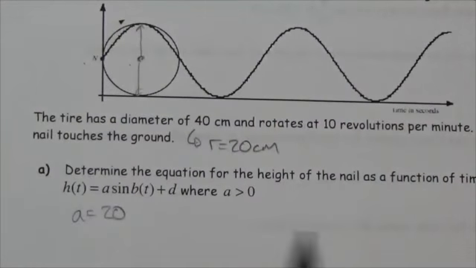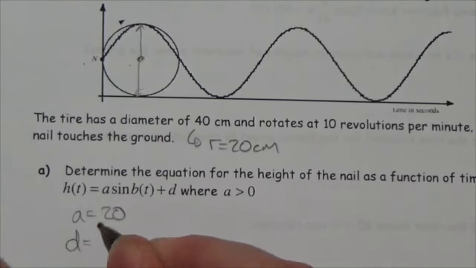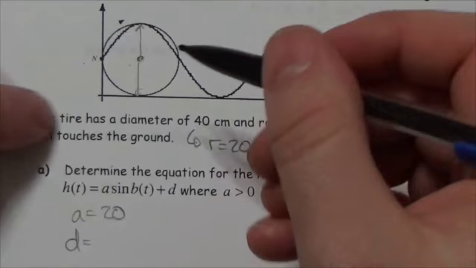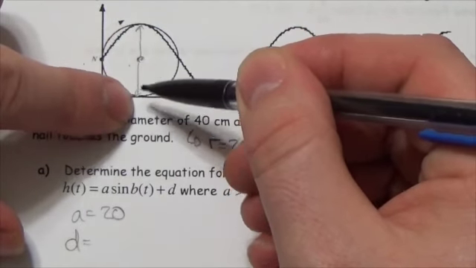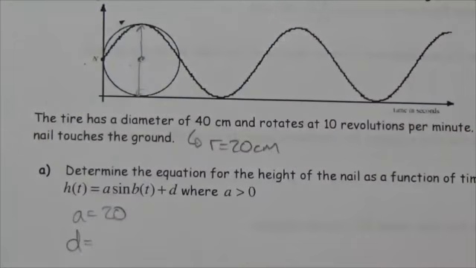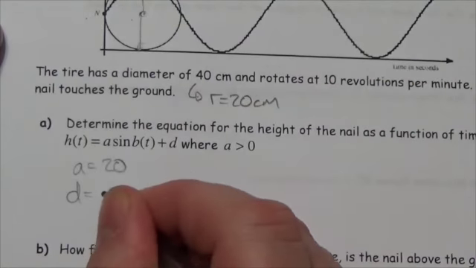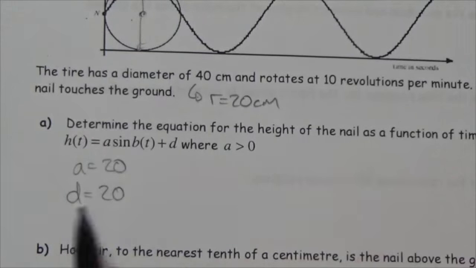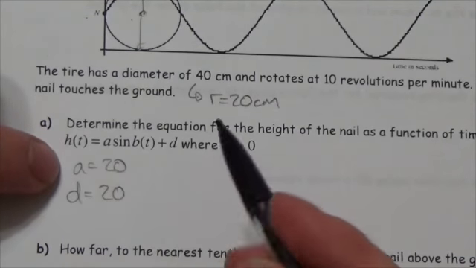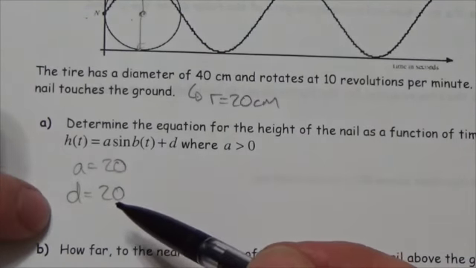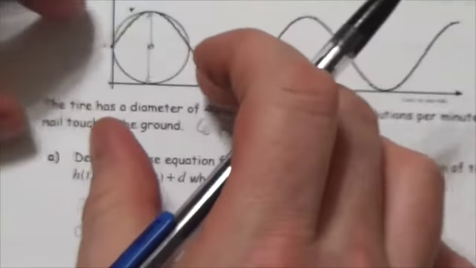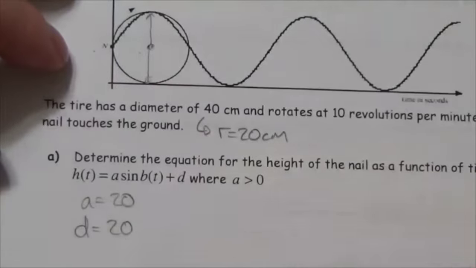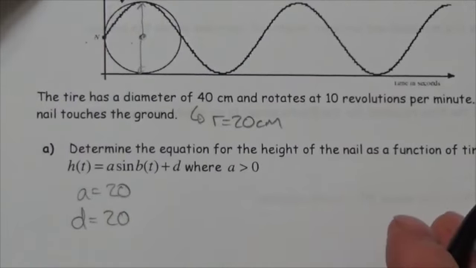That's easy. The d value is also fairly easy to determine here because the wheel is resting on the ground. So the distance from the center of the wheel to the ground, we'll just look at it. It's the radius. So if the radius is 20, that means the d value is also 20. Now, that's important. When a is equal to 20 and d is equal to 20, when these are the same value here, this wheel is on the ground. This object that's going through sinusoidal motion is touching the ground.